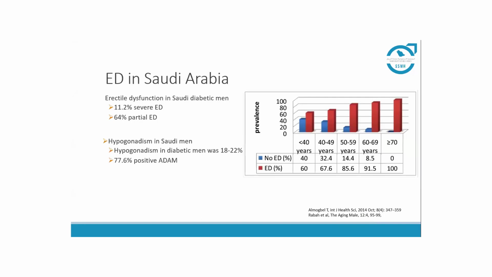So what about here in Saudi Arabia? Is it that common? Two or 3 studies have looked at this, especially in diabetic men, and they found that 60% of those less than 40 years who are diabetic will have some sort of erectile dysfunction. Another study looked at hypogonadism, and the range of hypogonadism in our society is between 18 and 22%. So one-fifth of diabetic men in our society will have some sort of hypogonadism.